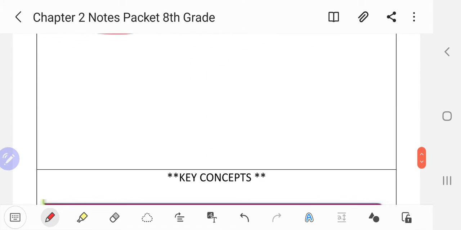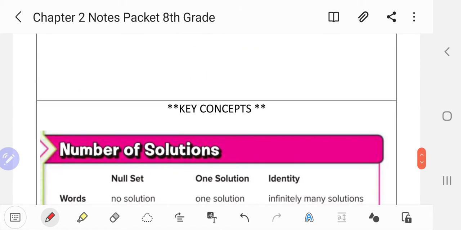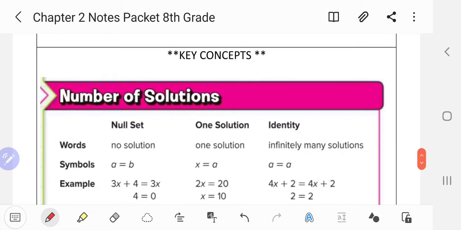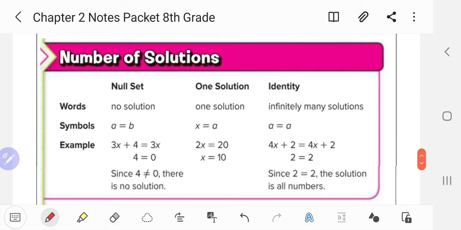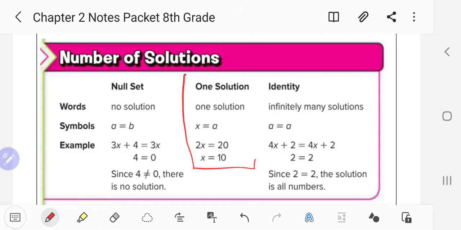All right, so now we're going to take it up a notch here, because we're going to have variables on both sides, so it's going to get a little messy. This is what we're used to, one solution. All right. Null set, what's going to happen is your variable term is going to completely cancel out.